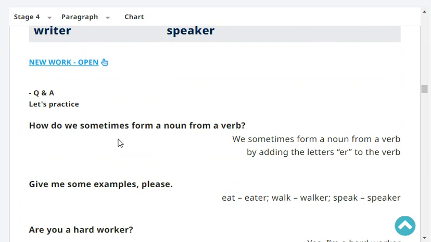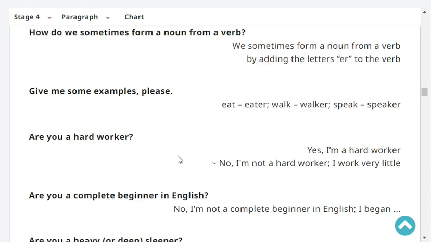How do we sometimes form a noun from a verb? We sometimes form a noun from a verb by adding the letters er to the verb. Give me some examples, please.